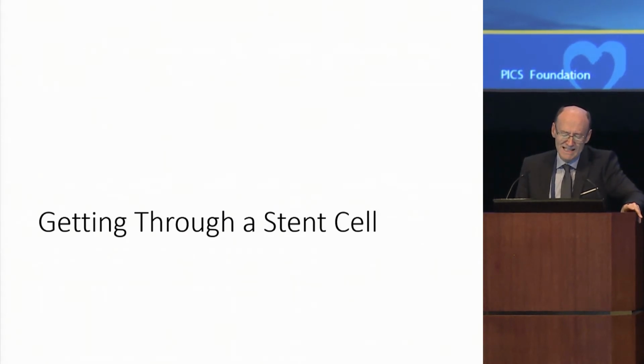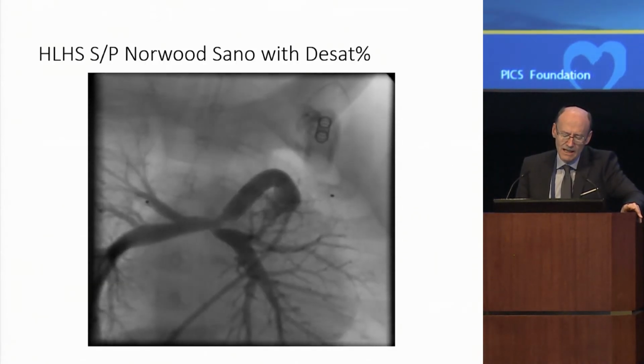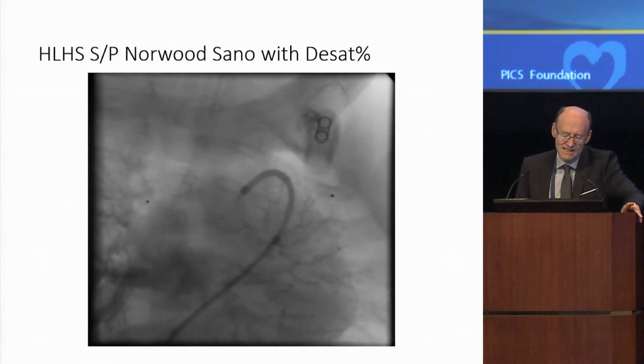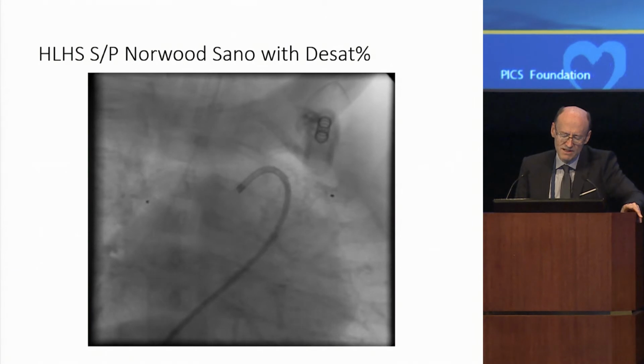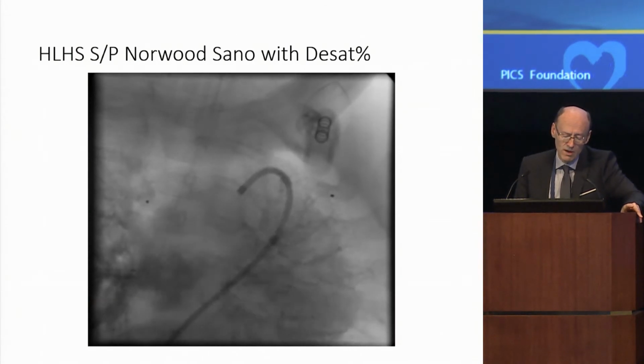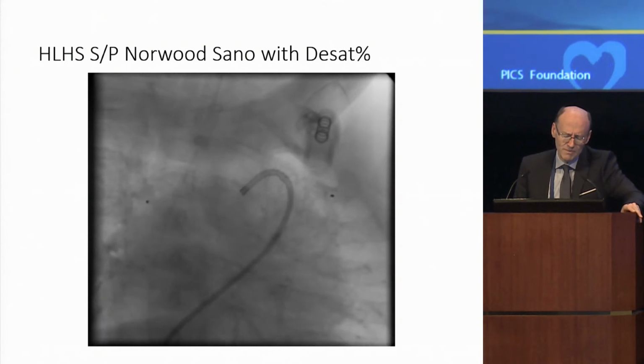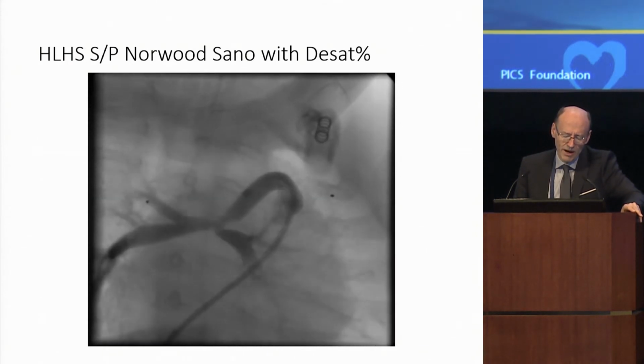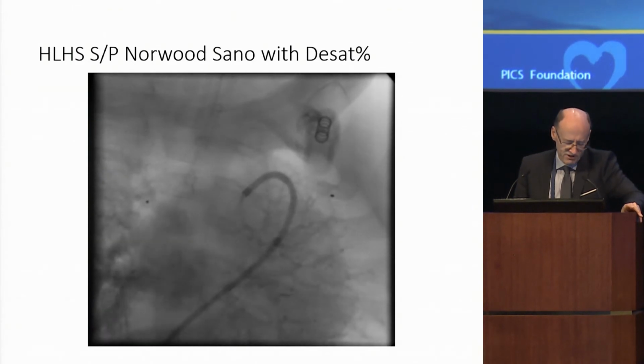Moving on to stents, getting through a stent cell. We've seen cases yesterday with Christopher Petit going through the side of stents. We're doing more and more of these. This is a patient with a Sano. There's significant desaturation, and certainly the flow to the left pulmonary artery or both is severely restricted.